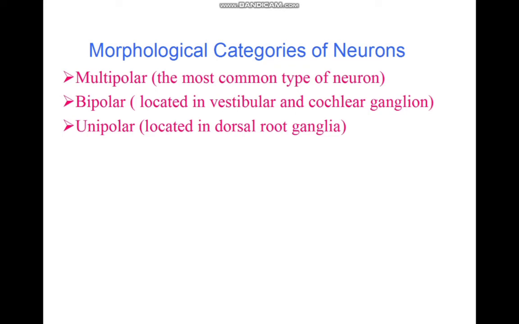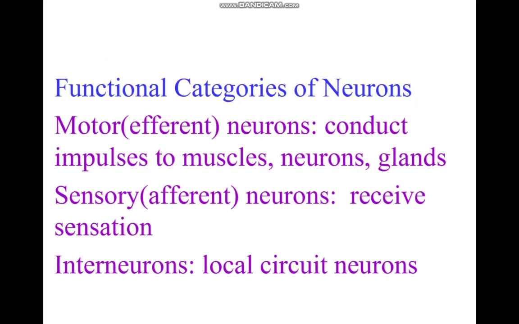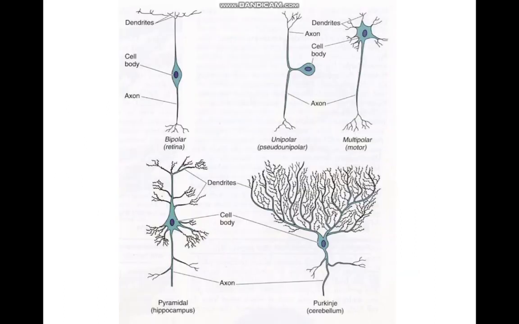Then there are unipolar neurons, also known as pseudo-unipolar. These are located in the dorsal root ganglia and the other ganglia of the sensory nerves. In the functional category of the neurons, there are motor or efferent neurons, which conduct the impulses to the muscle and the gland. Then sensory or afferent neurons, which receive the information from the periphery, and there are interneurons, which form the local circuits. So this is the picture which can show you.